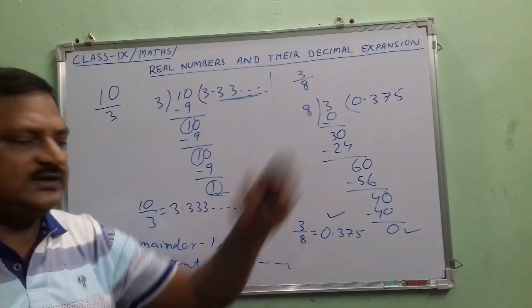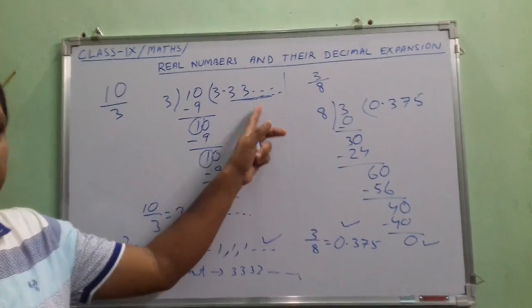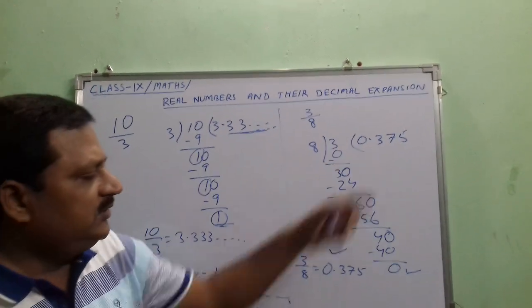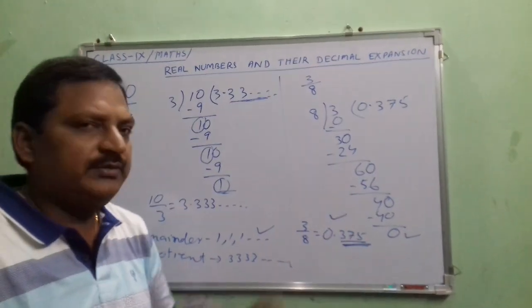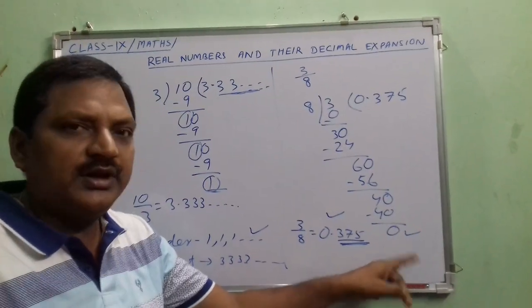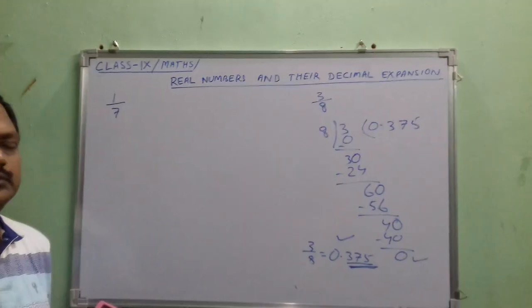Okay, here if you see both the divisions, you will find that in this case the quotient continues, it never ends and the remainder is being repeated. Here the same number is being repeated. Here it is terminated. After 3 decimal places we are finding the remainder 0, that means it is terminated. Let us take another example.